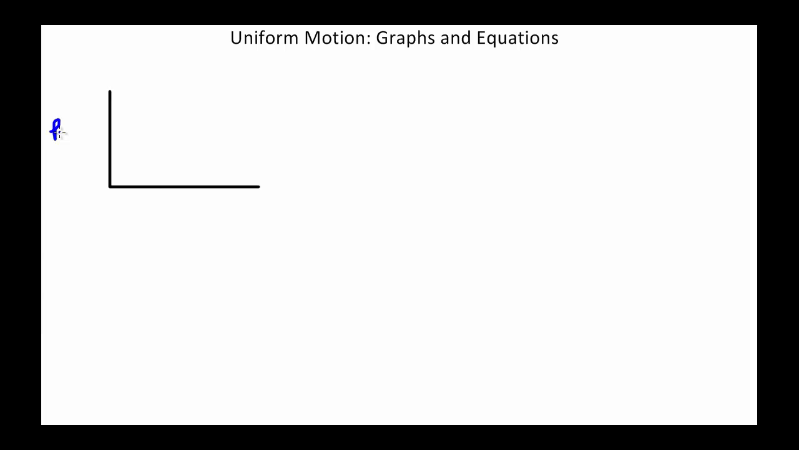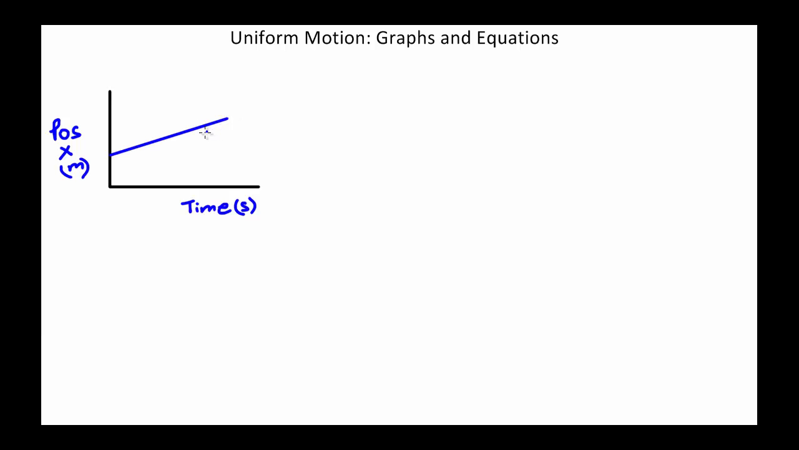So I've got position here, let's say along the x-axis, in units of meters, and I've got time on the x-axis in units of seconds. So what does a position-time graph for uniform motion look like? Well, it's got to be a straight line. The position has to change in a very uniform manner, so it has to be a straight line.